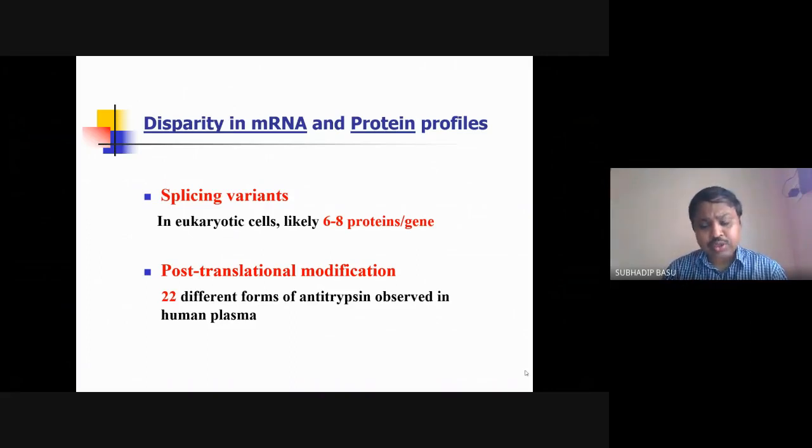And after the translation process, when we have the sequence information encoded from those messenger RNAs, we have many different variations of post-translational modifications. For example, 20 different forms of antitrypsin are observed in human plasma. How can you explain that? That can only be answered by the post-translational modifications in proteins. So we will see how these things take place.